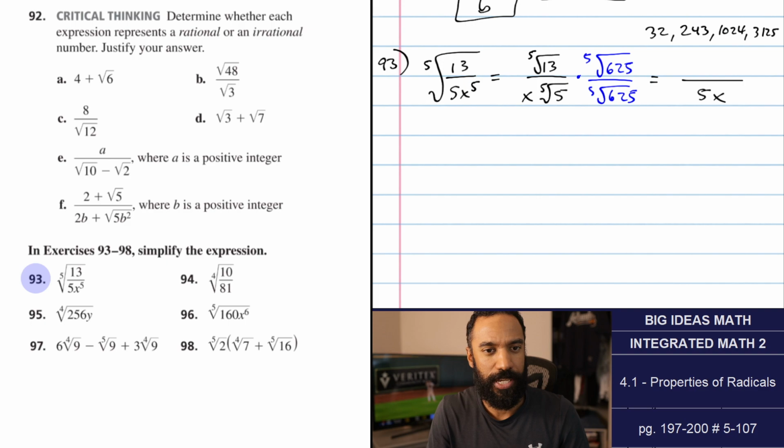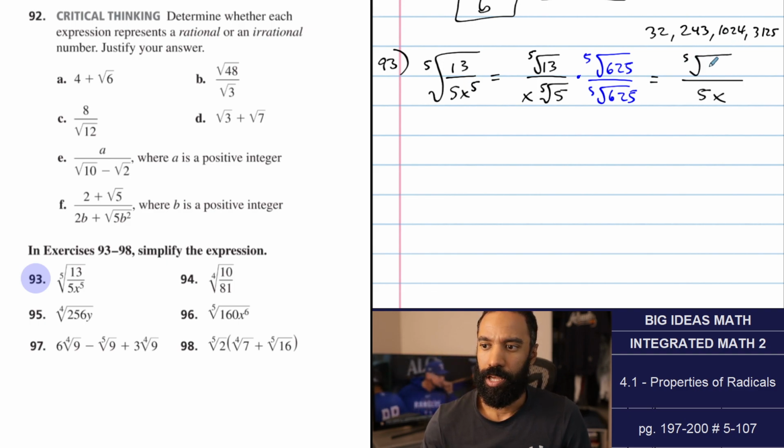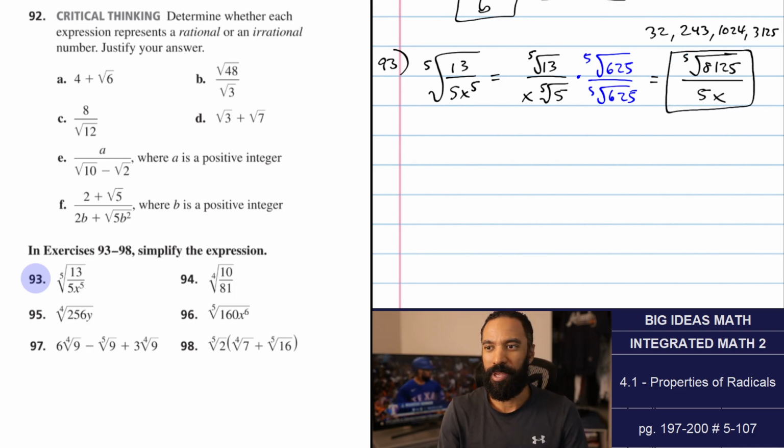On the top, you get 13 times 625, which does not simplify. So 13 times 625 is 8125. So that's the 5th root of 8125. I hope I did that correct. I'm just trying to find something that works, and that looks pretty good enough for me.